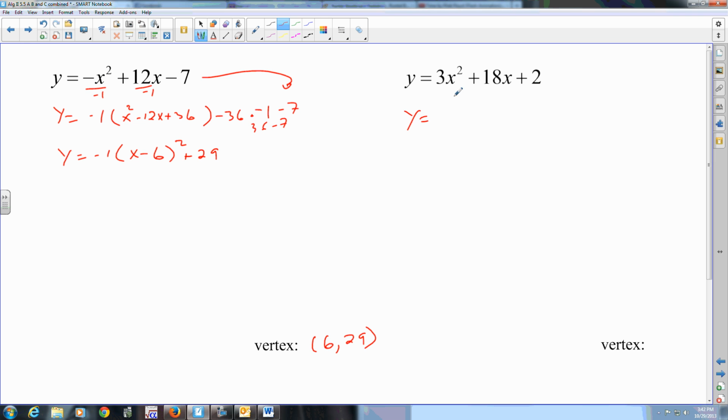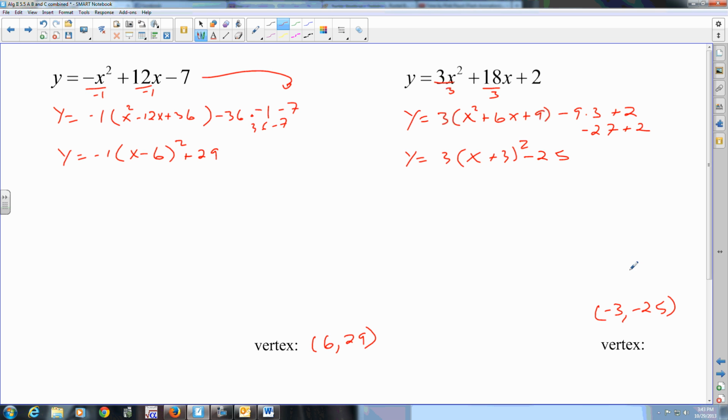This one, the leading coefficient is not 1, so just like this one, you have to factor it out of the first 2. If you need to, pretend you're dividing. Plus 6x, half the middle is 3, 3 squared is 9. You're going to add 9, subtract 9, times 3, plus 2. So y is equal to 3 times x plus 3 squared. So that's minus 27 plus 2, so minus 25. Read this opposite. Negative 3, negative 25. Okay, so I believe that's it for the first section.